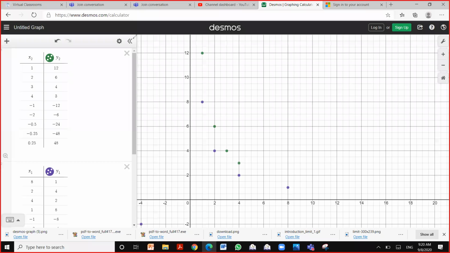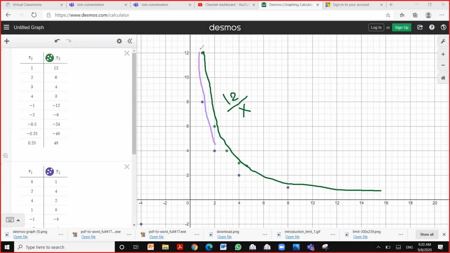If you connect now the green points, it is for 12 over x. And if you connect now between the purple one, they are for 12 over x. Oh, sorry, they are for 8 over x. Okay, so look here, 8 over x.